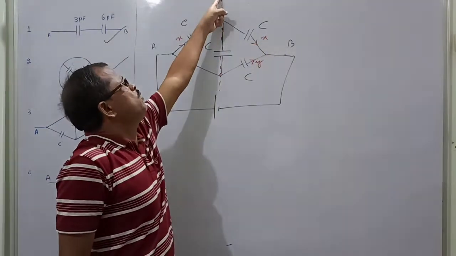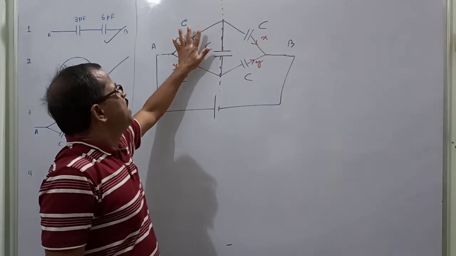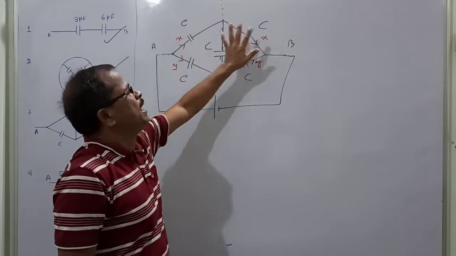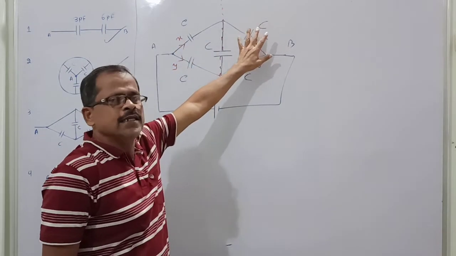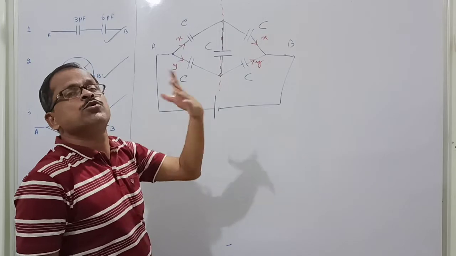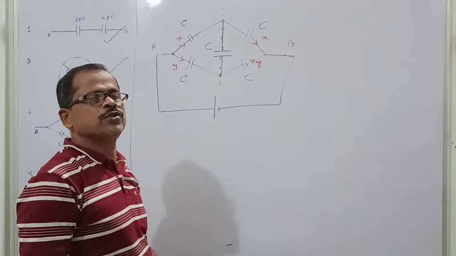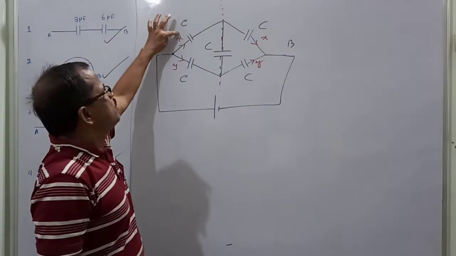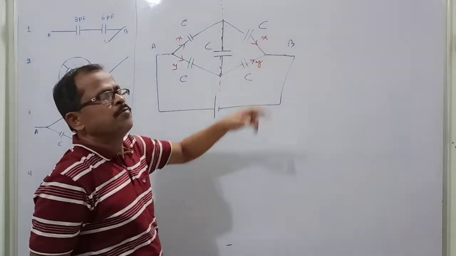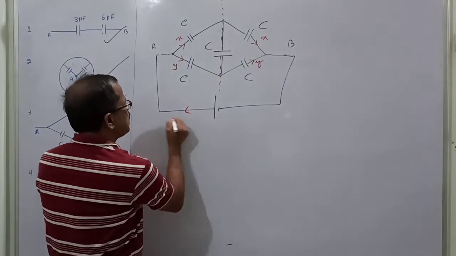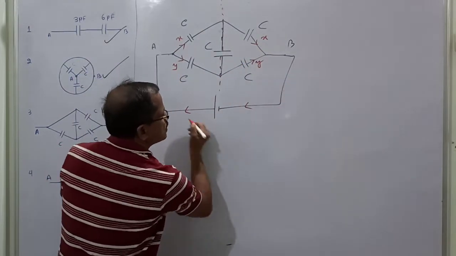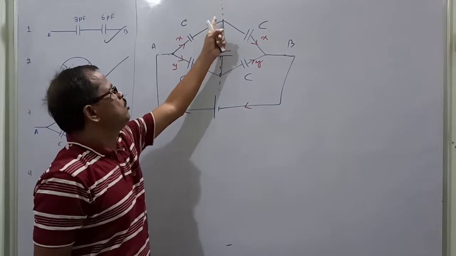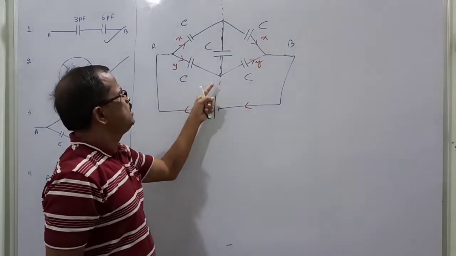Because if you draw a vertical line, the left part is just an image of the right part, or the right part is just an image of the left. Image means similar condition, same condition you will be achieving. If here X current, then here will be X current. But obviously it is the input side and the return side. That's why if this is X, it will be X. If it is Y, it will be Y.